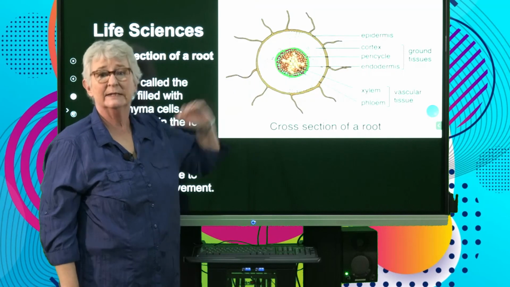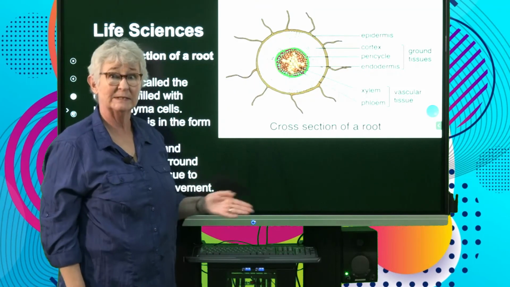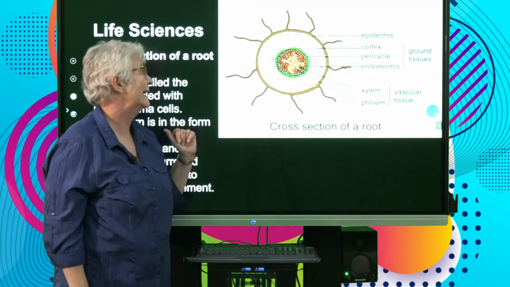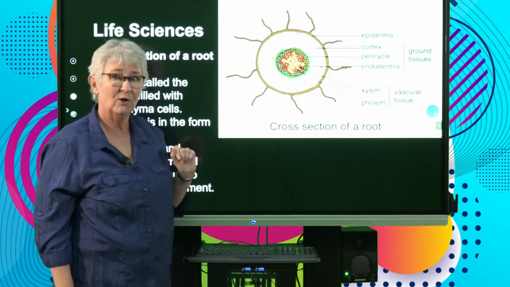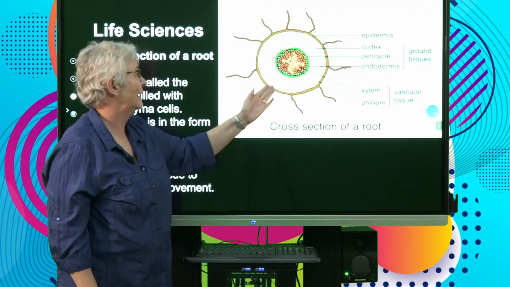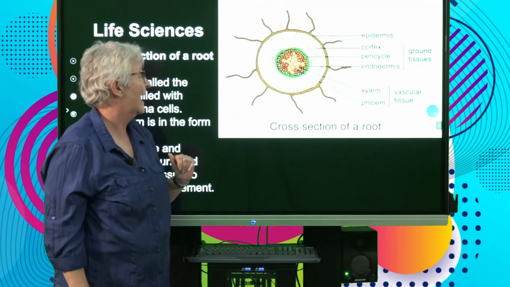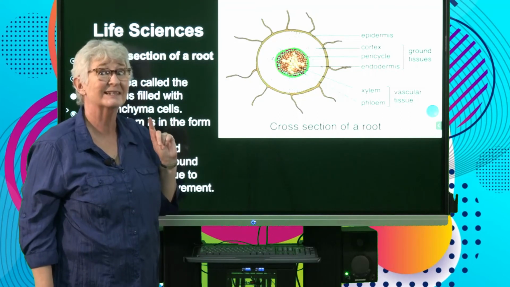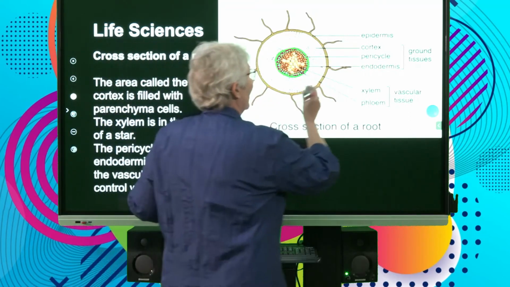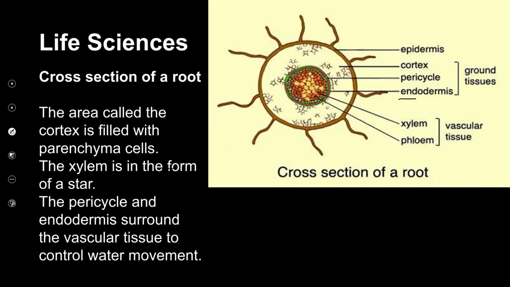So, if we have a look at this, this is a diagram of the cross-section of the root showing the root hairs, showing the xylem and phloem in the center, showing the parenchyma, and then there are also two other layers which we haven't discussed before. One of those is called the endodermis.